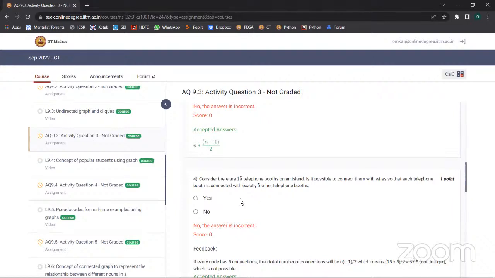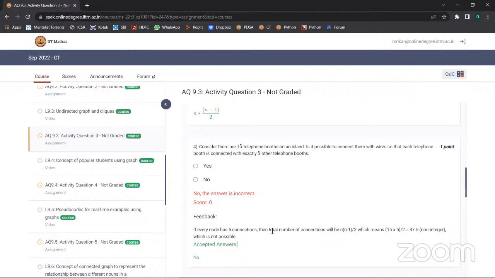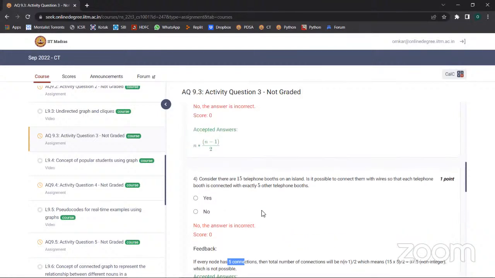Okay. Have you read this? It pretty much concludes everything. But anyway, what it says is every node has 5 connections. Correct? Then that means, how many total number of connections will be there? So 15 into 5. No, not 15 into 5, right?